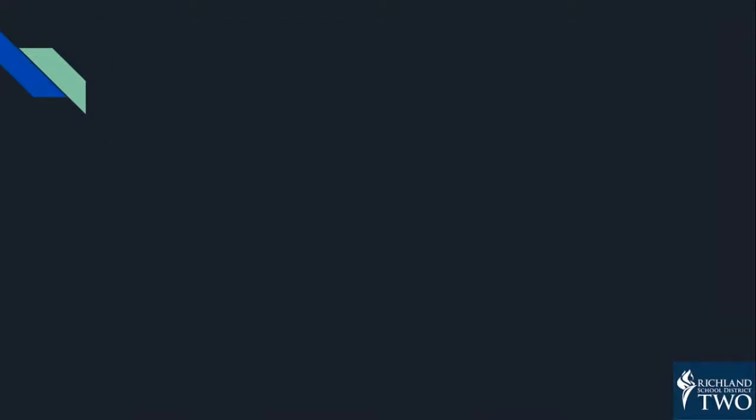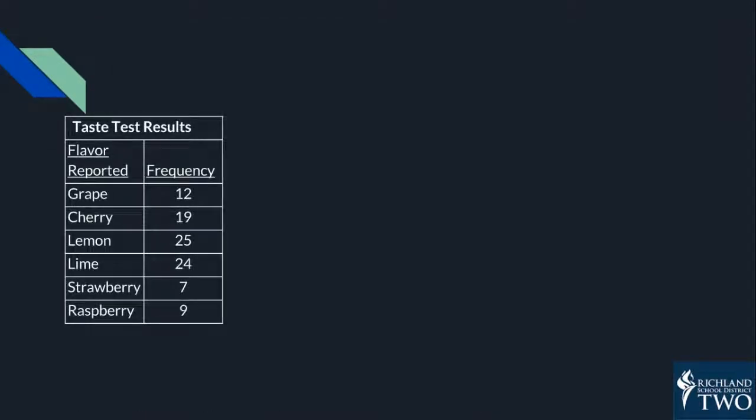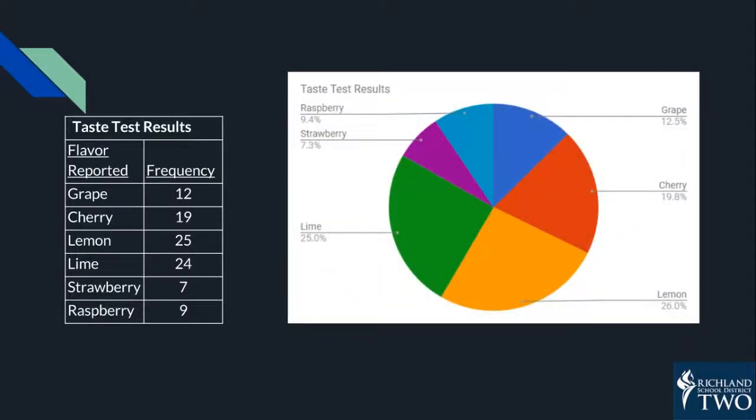If your classmates are taking a blind taste test and you are measuring the different flavors they say they taste, you would want to compare the proportion of each different response to the whole class. For this, you would use a pie graph.